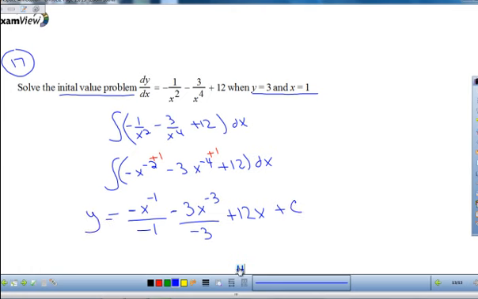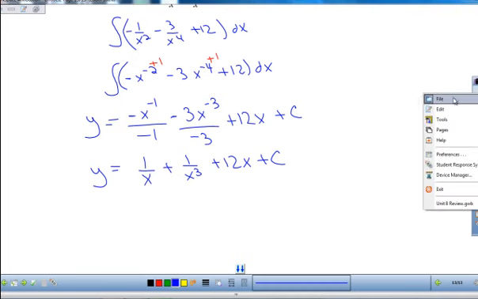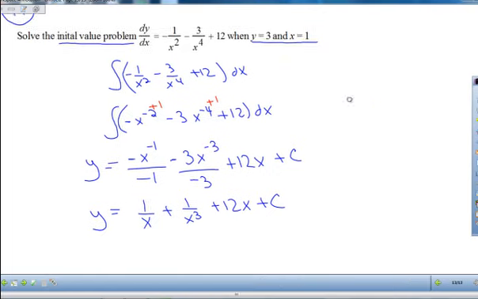So we end up with y is equal to 1 over x plus 1 over x cubed plus 12x plus c. Okay, so that is my general solution. Now what I'm going to do is substitute x and y.